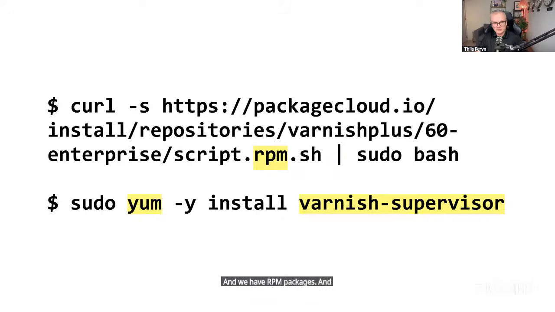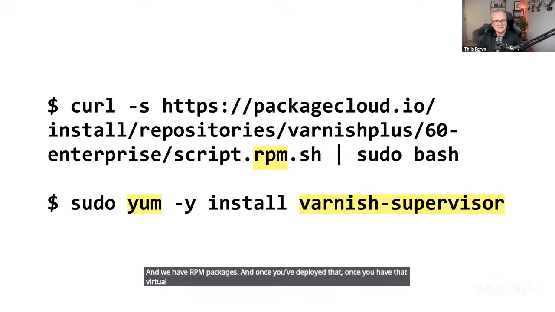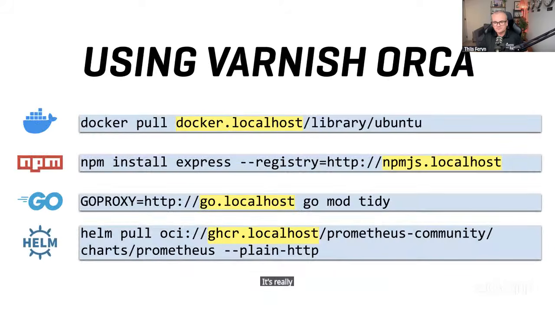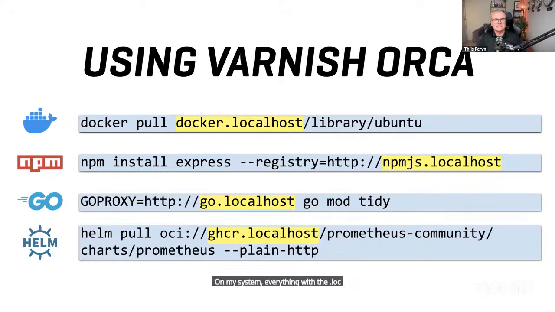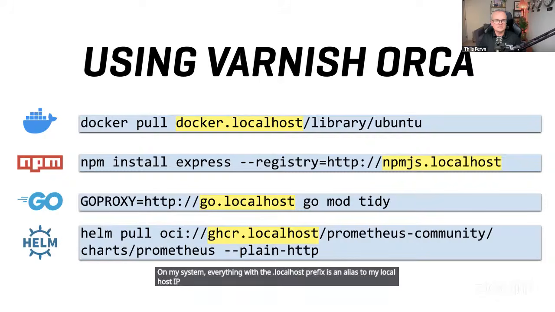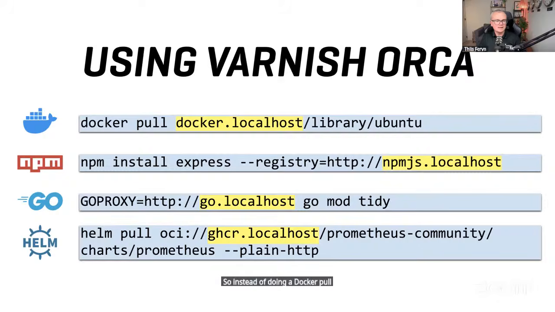Once you've deployed that, once you have that virtual registry in place, it's really a pull-through cache. So when you test this, and I invite you, ladies and gentlemen, to test it on your local computer. On my system, everything with the .localhost suffix is an alias to my localhost IP 127.0.0.1. So instead of doing a Docker pull from Docker Hub, I do a Docker pull from docker.localhost, and I attach the suffix library/ubuntu.